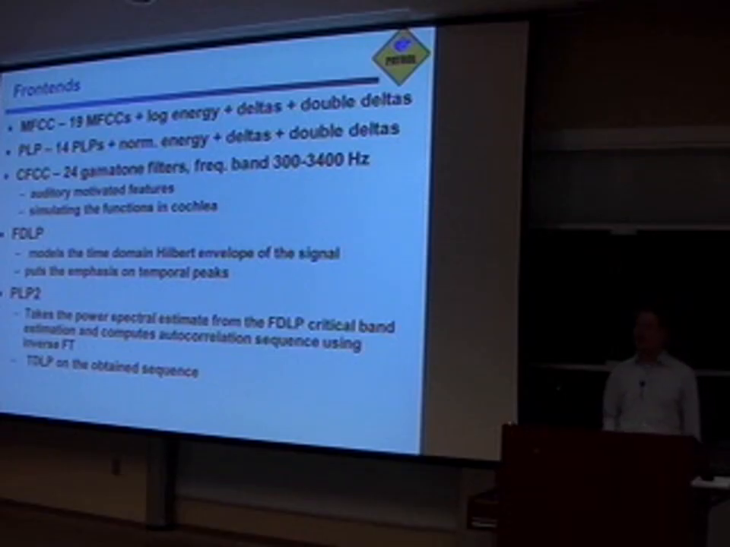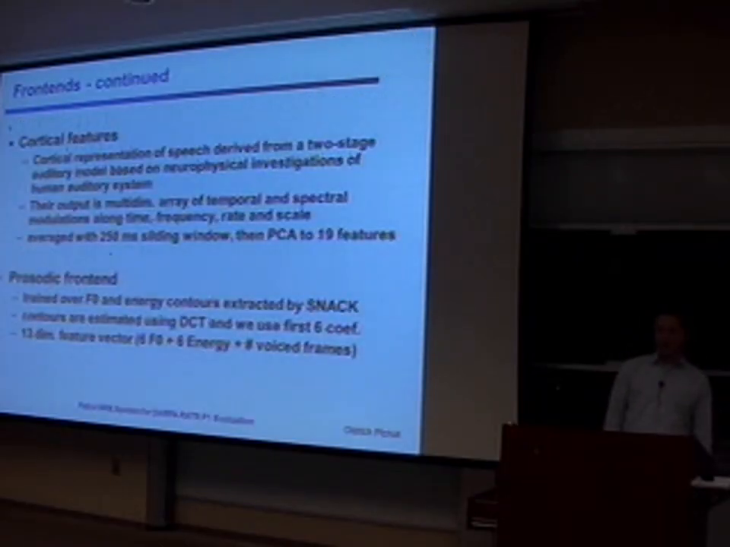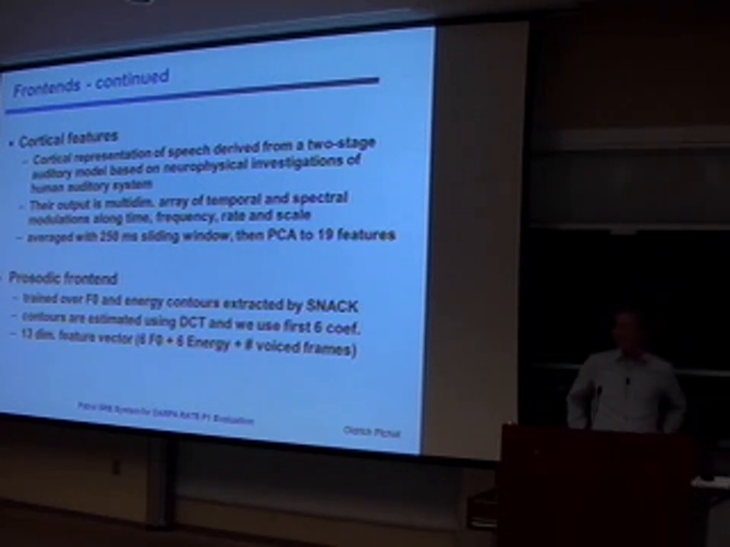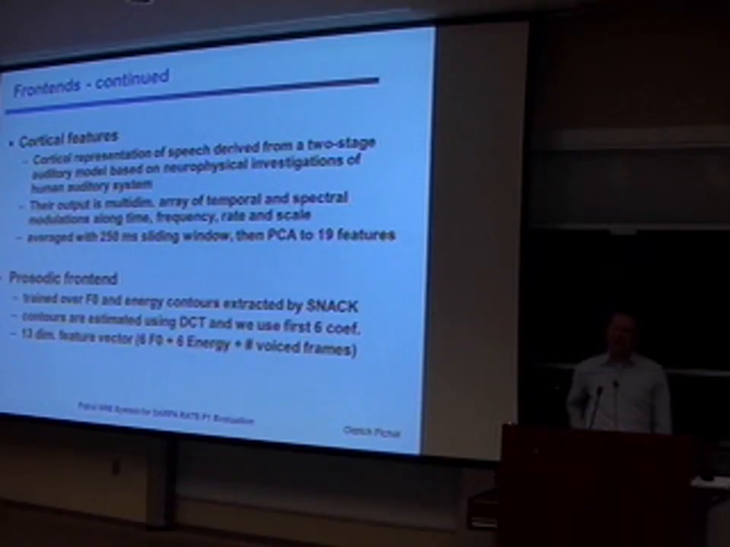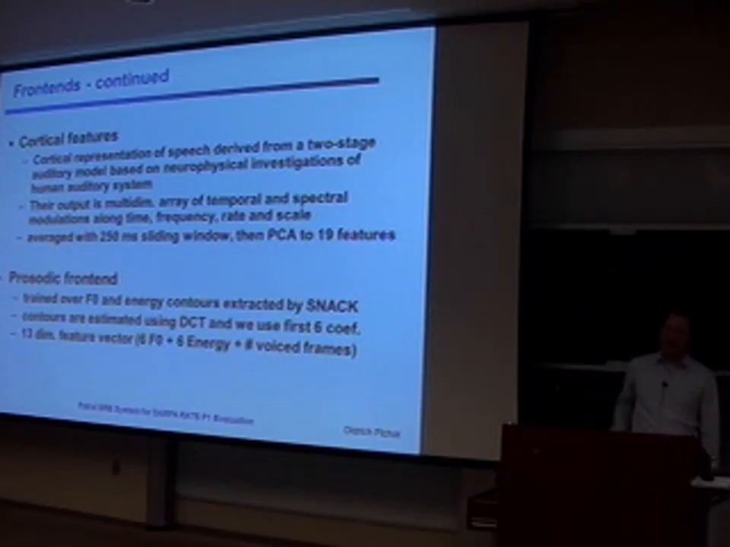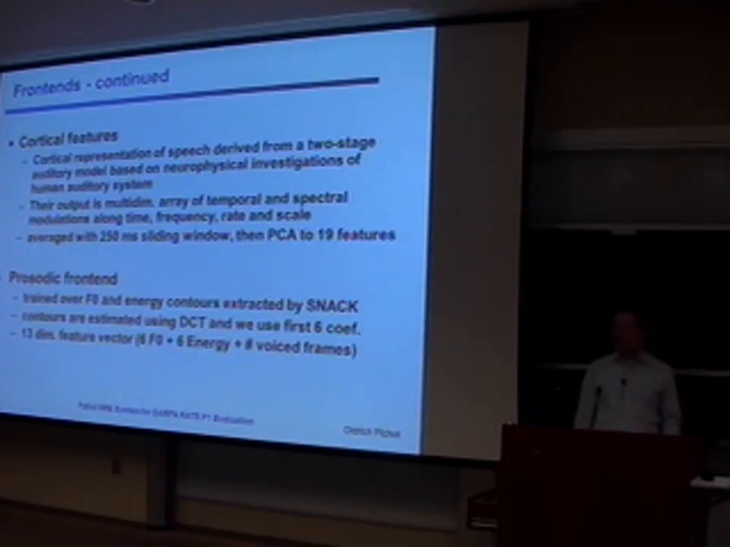Lots of them were developed actually here at JHU. These FDLPs and PLPs, it's the Hynek group's stuff, so I think that people probably know it here. And we also tried cortical features. I believe they come from the University of Maryland, right? And the prosodic stuff from Brno. But this prosodic system has quite some serious problems on the RATS data sets, because even to detect the pitch in such data is quite a difficult task.